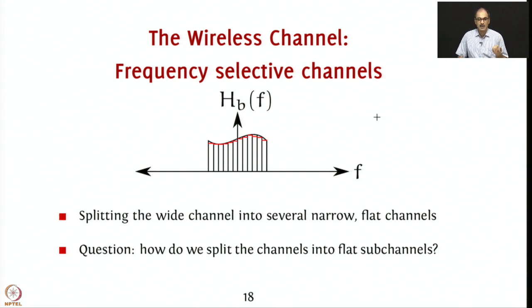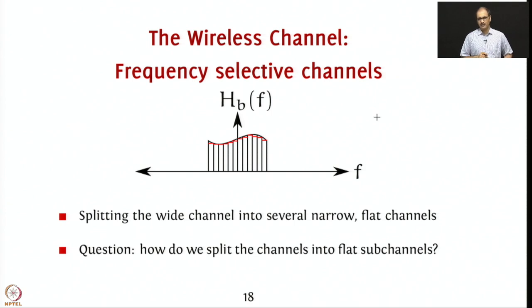Or in the time domain picture, for that narrow band channel, the impulse response is close to just something like a delta. There is no real multiple paths and so on. You divided your frequency selective channel into multiple frequency flat channels, a combination of multiple frequency flat channels. Okay, this looks like a good trick. How do you do it?